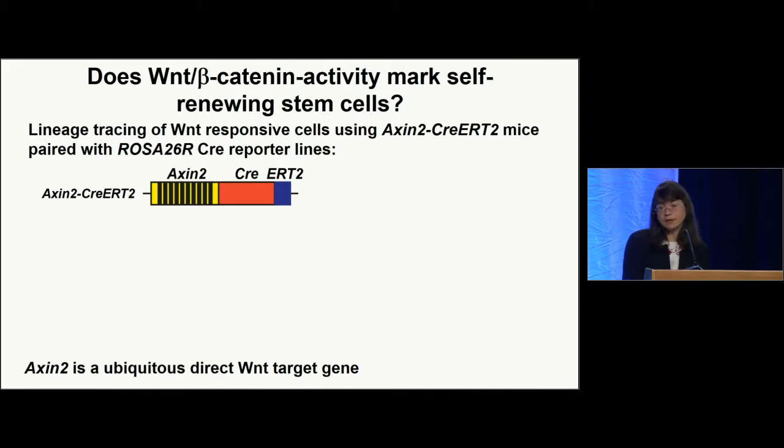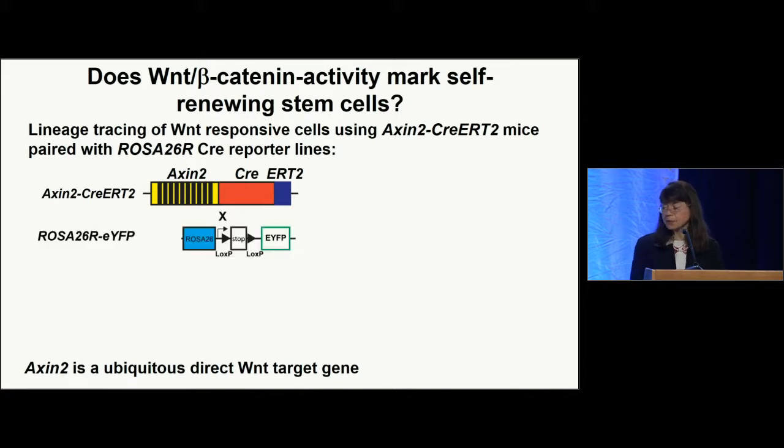So the proliferative defects in these mutants led us to ask whether Wnt beta-catenin activity marks self-renewing stem cells in these different epithelia. To address this question, we used mice in which an inducible form of Cre recombinase has been knocked into the Axin2 locus, and Axin2 is a ubiquitous direct Wnt target gene. We paired this construct with Cre reporter genes that express fluorescent proteins when Cre is activated.